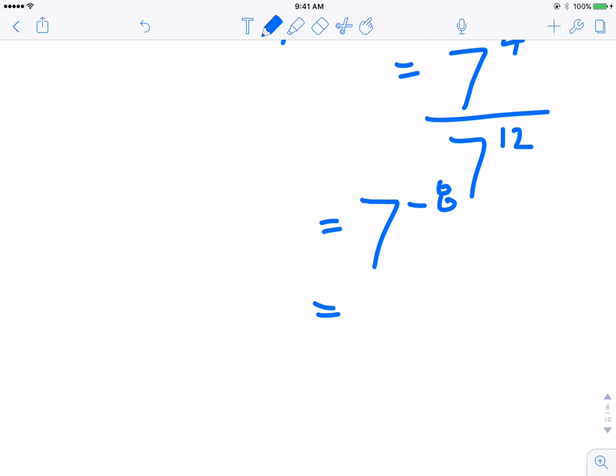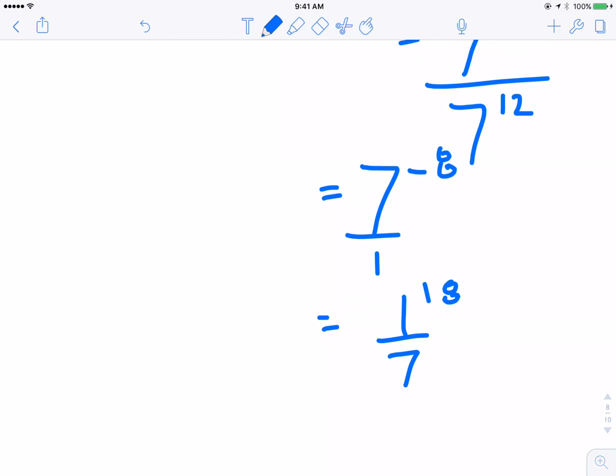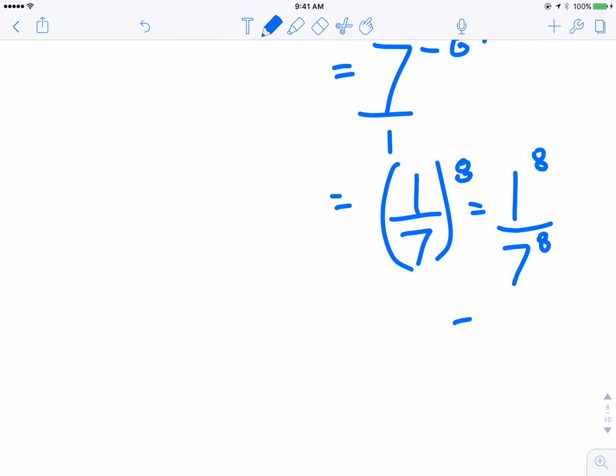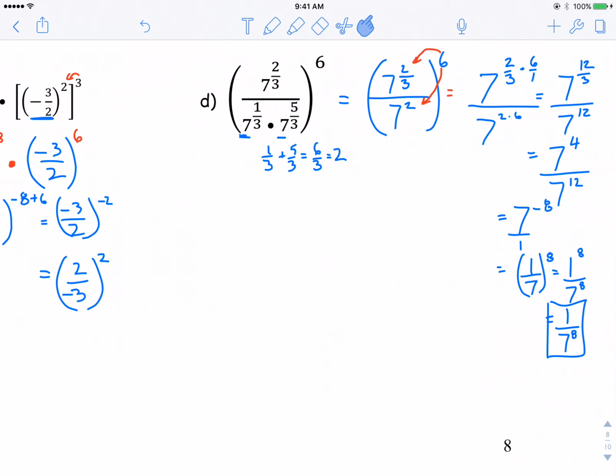So I make this into a fraction. For 1 over, I flip the fraction and keep the exponent the same. That's 1 to the power of 8 over 7 to the power of 8. And 1 to the power of 8 is just 1, so it's 1 over 7 to the power of 8. Long-winded, but there's my answer for question D.